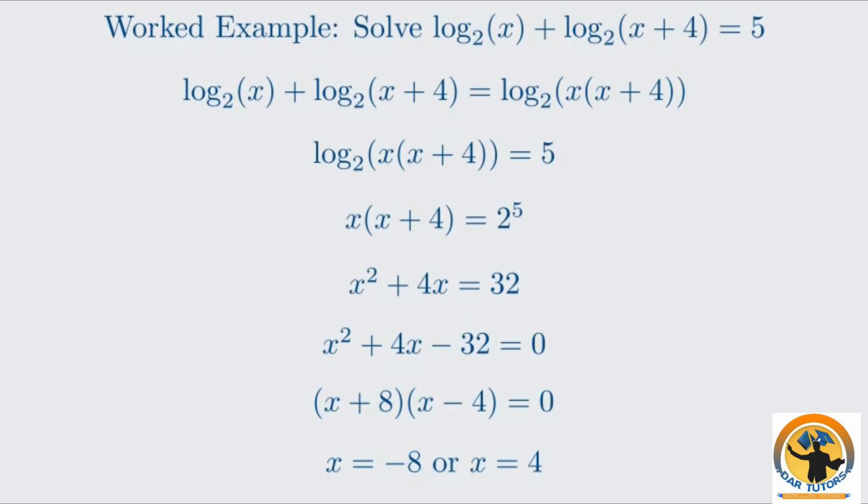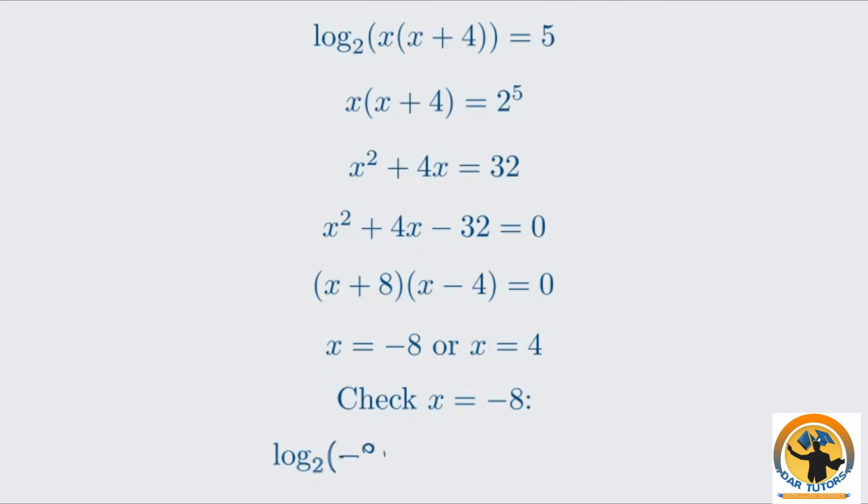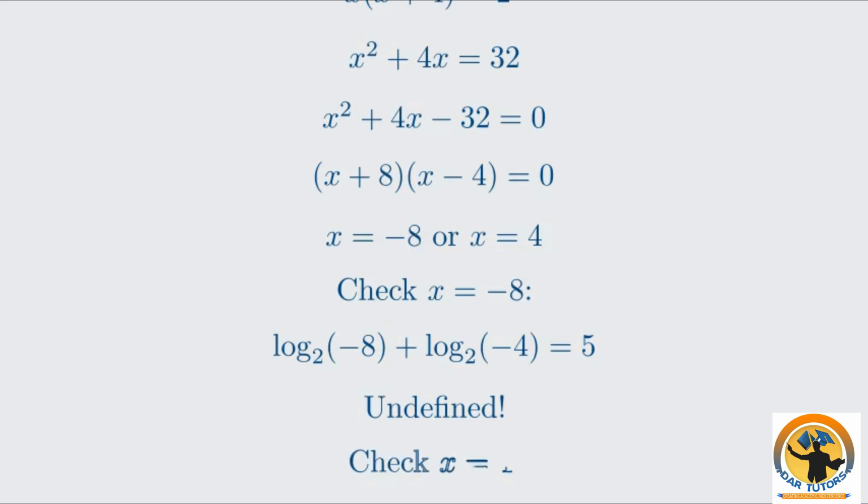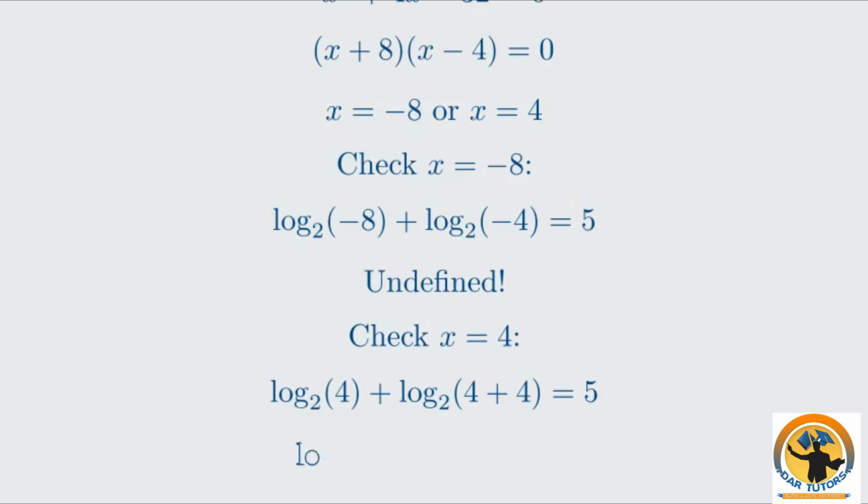This is where the restriction we discussed earlier becomes crucial. We must check our solutions in the original equation. Let's check x equals -8. If we substitute it into the original equation, we get log base 2 of -8 and log base 2 of -4. Since we cannot take the logarithm of a negative number, x equals -8 is not a valid solution. It's an extraneous solution.